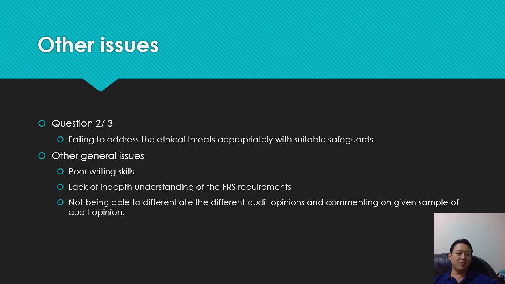Since this is a brief, I'm not going to go more in depth on this. The past 1 year and 2 years of exam papers are very good references for the way the examiner has tested audit opinions and the audit report.